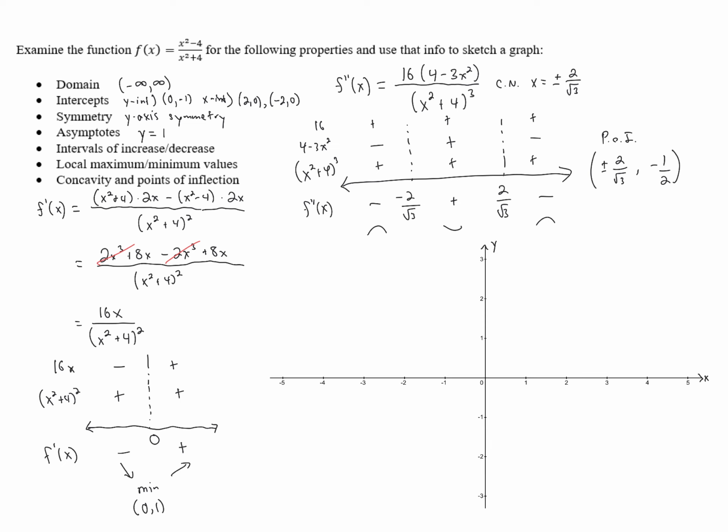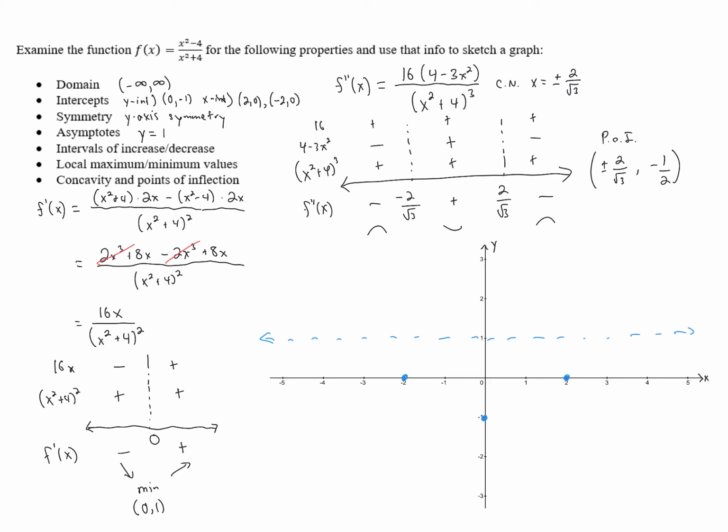And now we are ready to sketch our graph. We have our y-intercept at 0, -1. We have our x-intercepts at ±2, 0. We have a horizontal asymptote at y = 1. So I'm going to draw that as a dashed line. And we have some points of inflection.